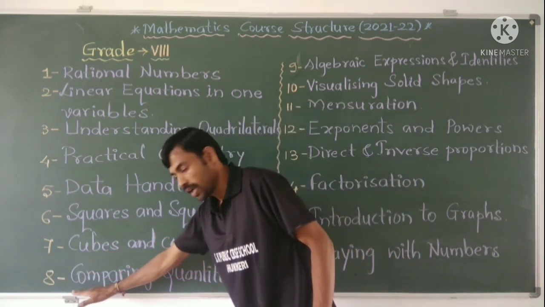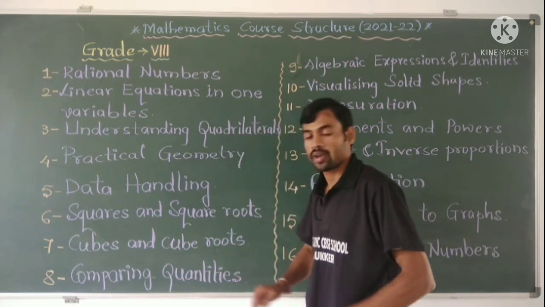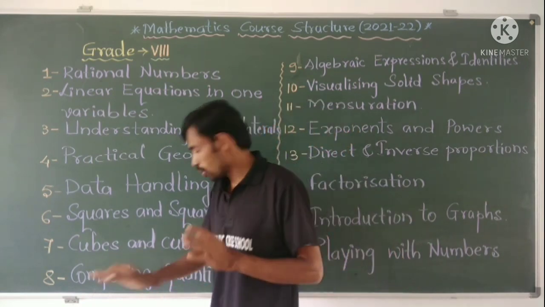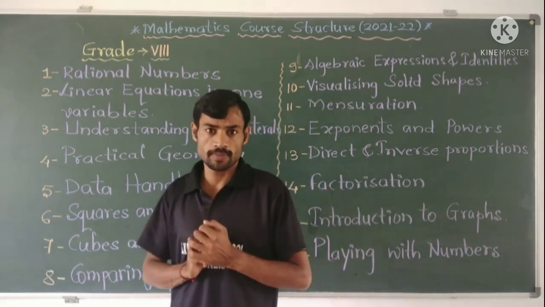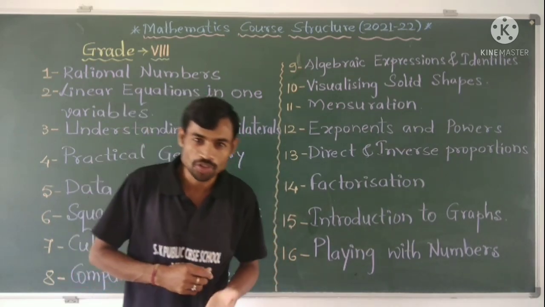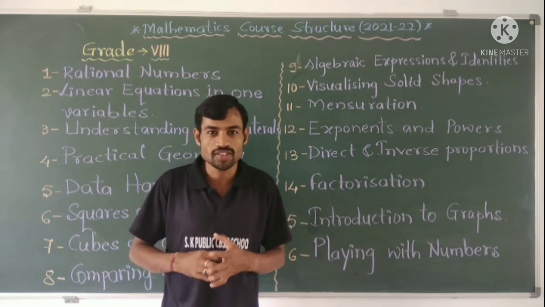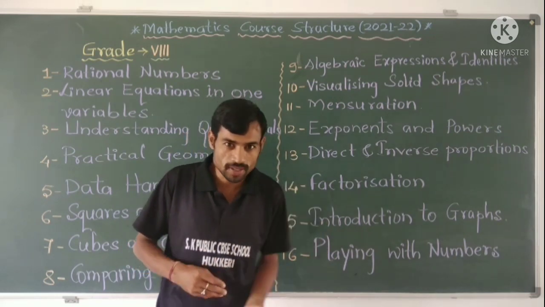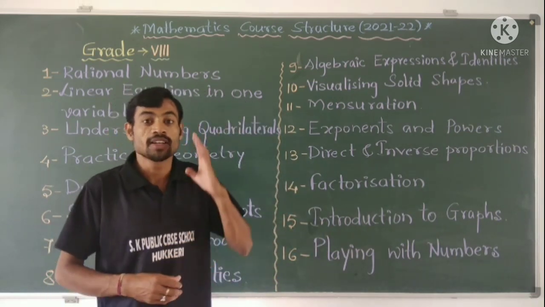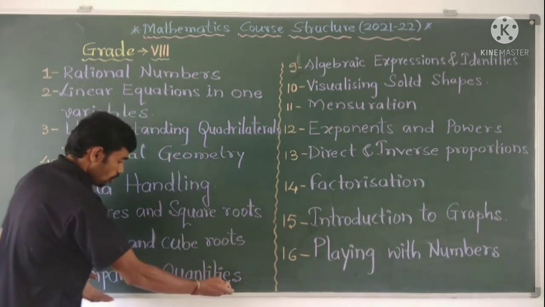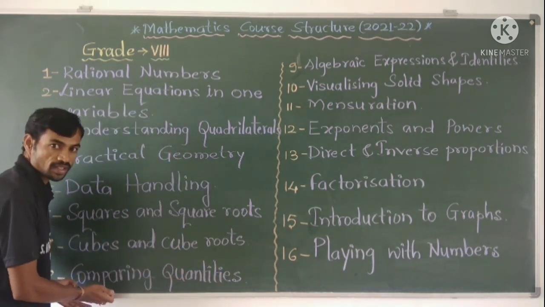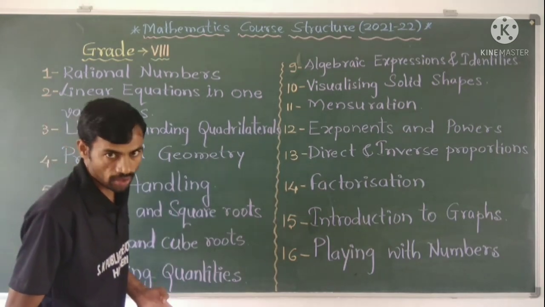The next, 8th topic, is comparing quantities. What does this chapter consist of? Ratio, proportion, percentage, profit, loss, profit percent, loss percent, simple interest. Those all points we have to discuss in comparing quantities.